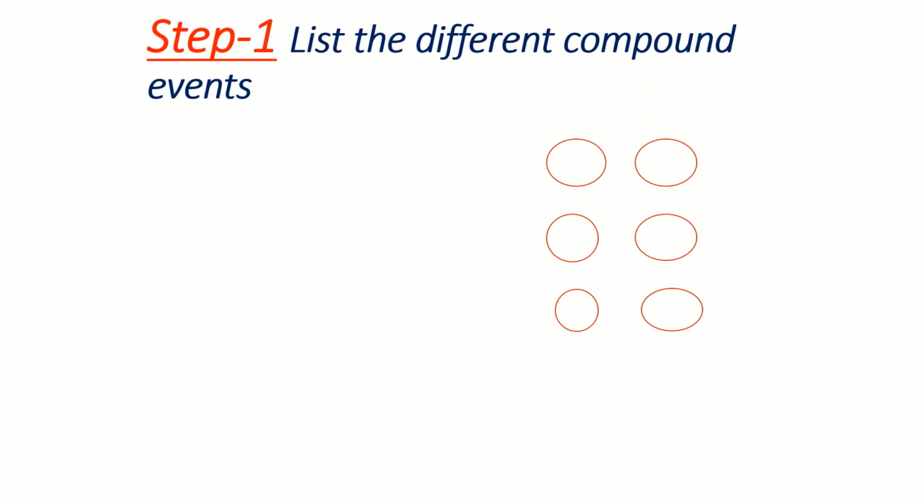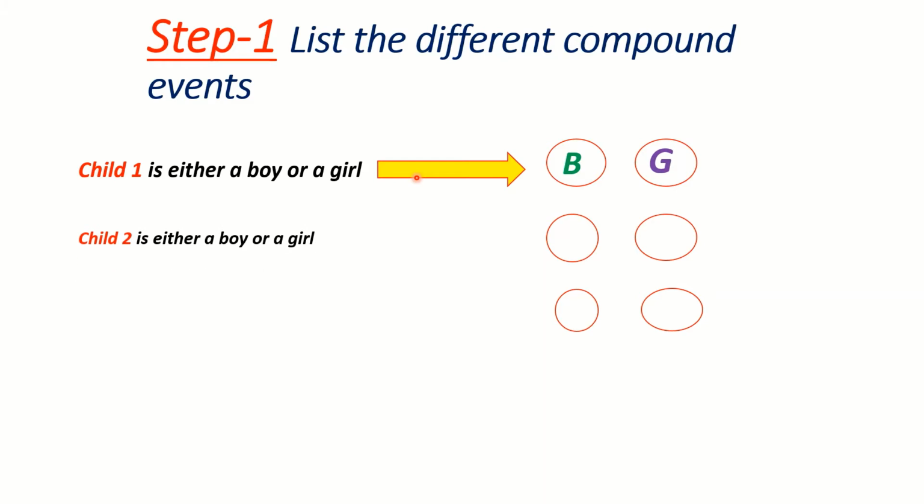To solve the problem, we need to list the different compound events. For child 1, the child can be either a boy or a girl. The same thing for the second child: the second child can be either a boy or a girl. So we'll put this. The third child also can be either a boy or a girl.